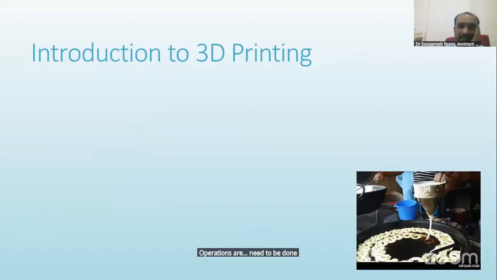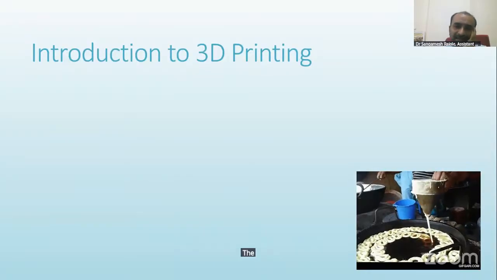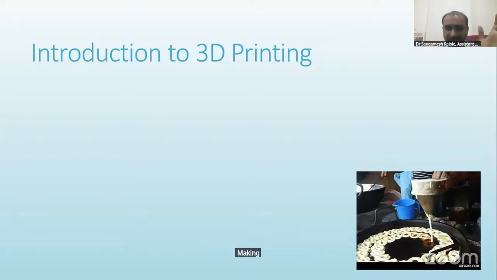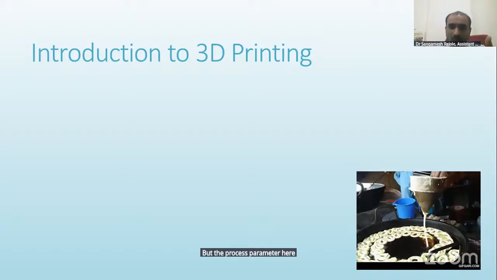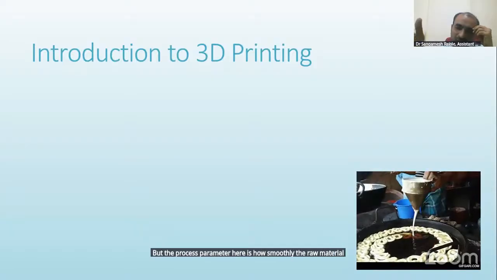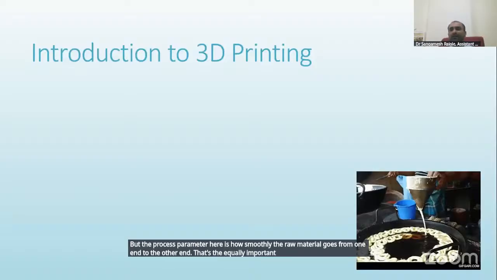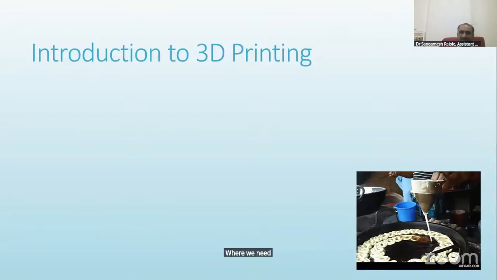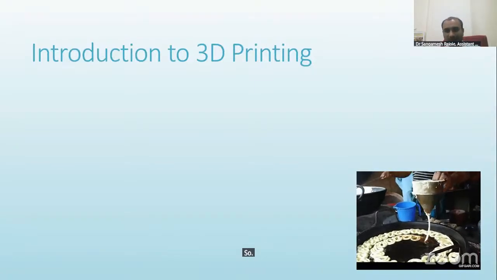So let us see now. I'll come to the 3D printing. The 3D printing is as simple as making a jalebi. But the process parameter here is how smoothly the raw material goes from one end to the other end. That's the equally important parameter, where we need to control temperature and the flow of the material. So when we have FDM.